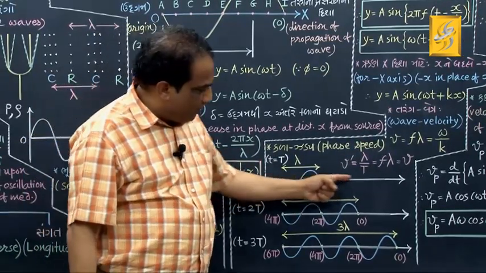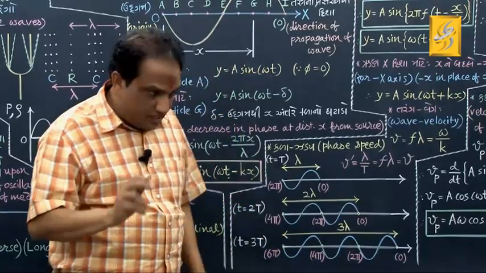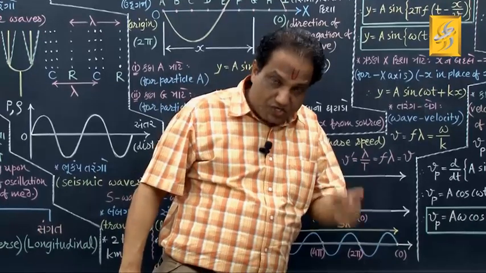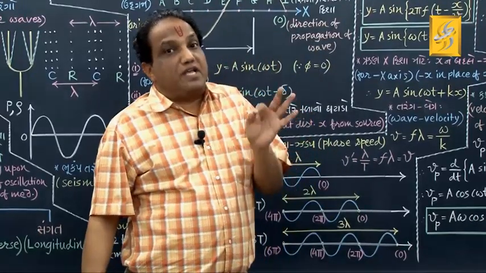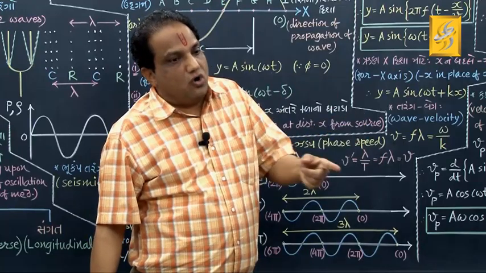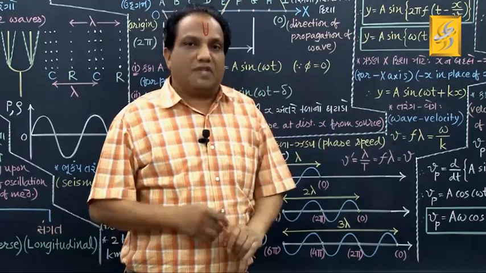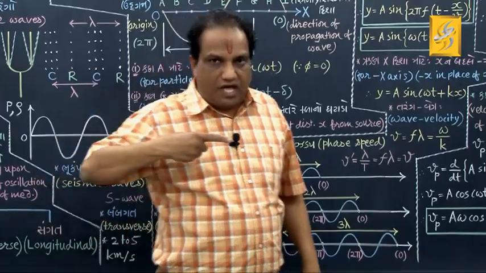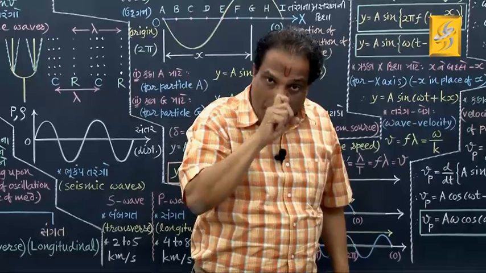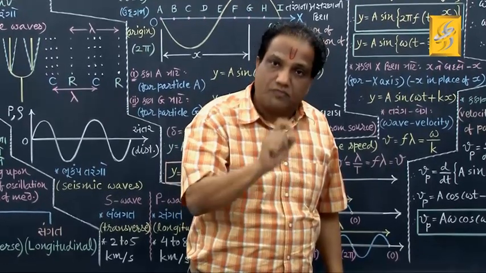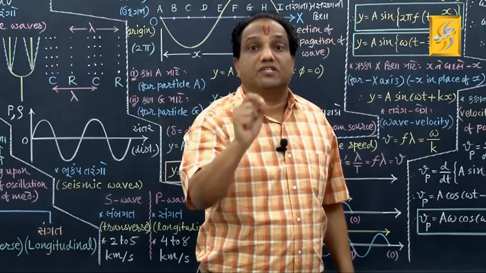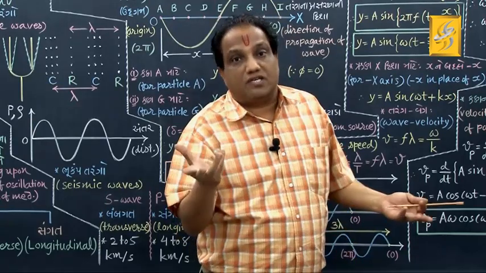Along the direction of propagation of wave, the speed with which the particles assume a given constant phase is called phase speed. I repeat, along the direction of propagation of wave, the speed with which particles assume a given constant phase is called phase speed. Now you may ask how.